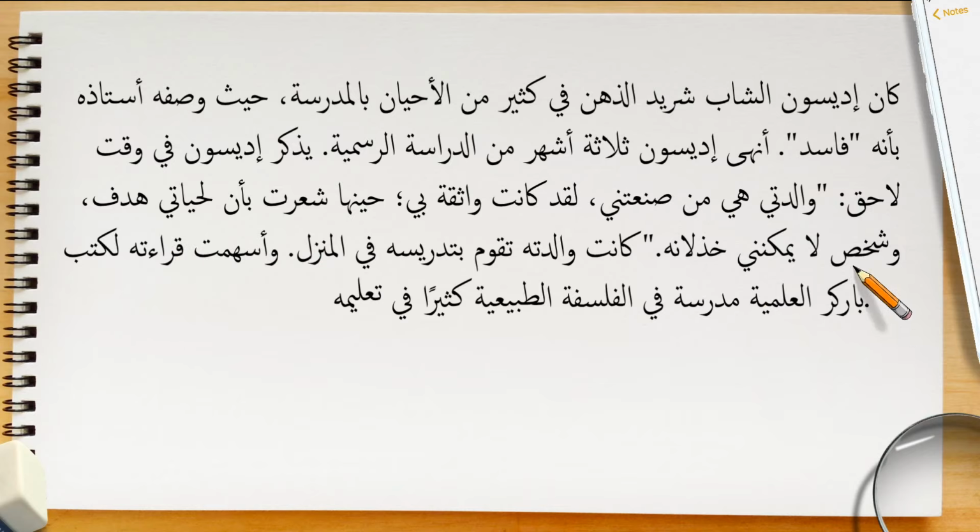وشخص لا يمكنني خذلانه. And a person, شخص. Who is he referring to? Of course, to his mother. شخص. A mother is a person, so this refers to شخص. But look at this now. شخص لا يمكنني خذلانه. Mother is feminine, but here it says khidlanahu, not khidlanaha. Feminine pronoun is ha. We know that. It should be khidlanaha.